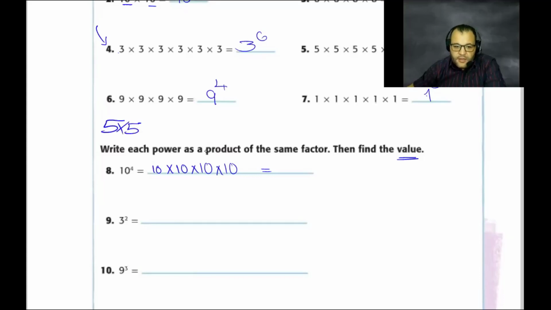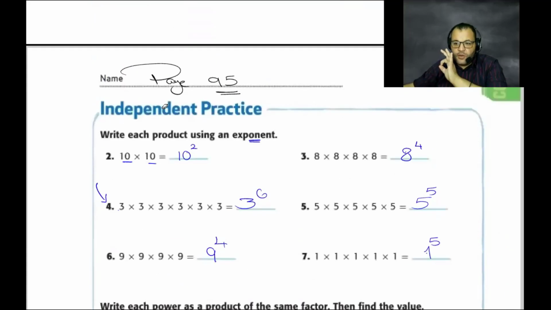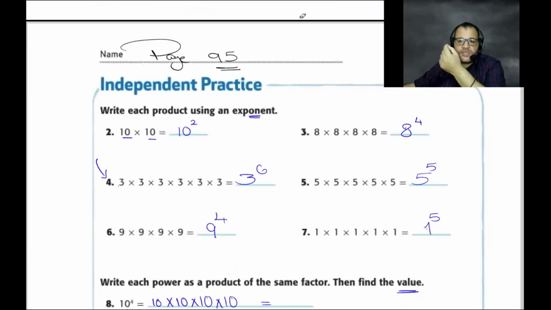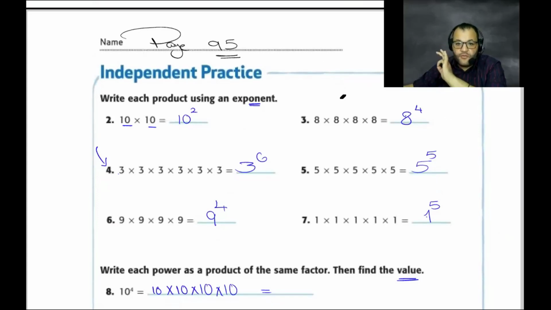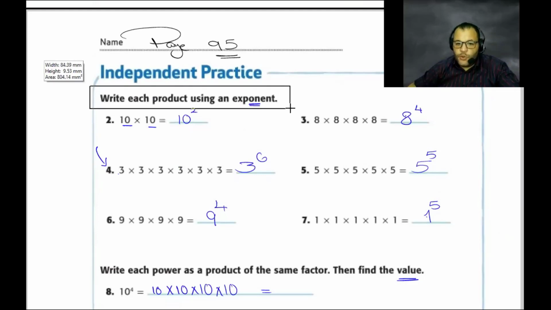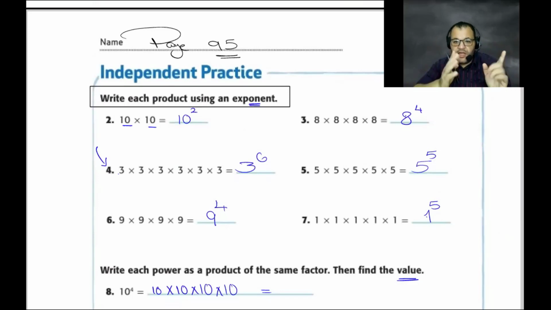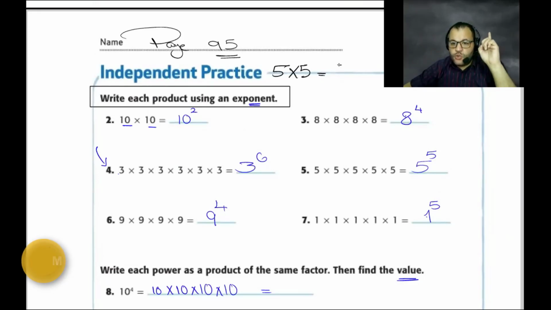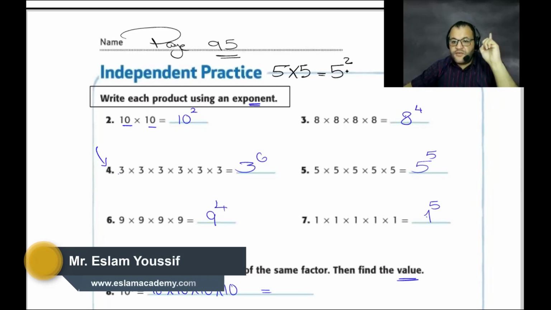When I ask you to find, we have 3 different types of questions for this lesson. Number 1: write each product as an exponent. What is the meaning of that? I give you the product, then I need you to convert it to a power. Like 5 times 5, I don't need the answer. I just need you to convert it to a power. That is the first idea.